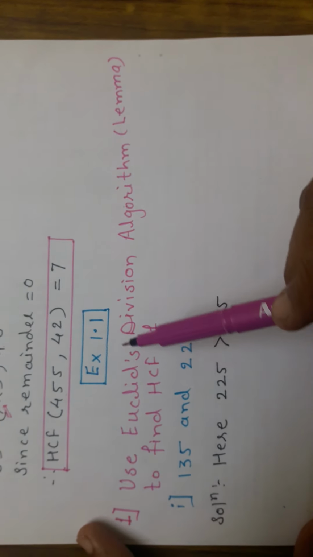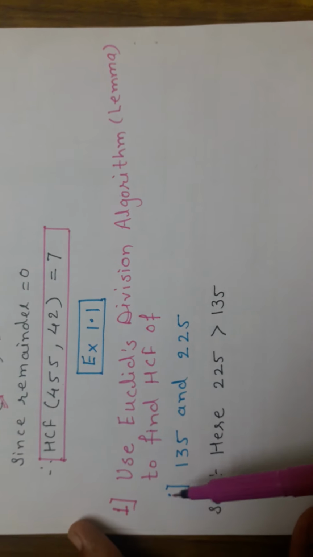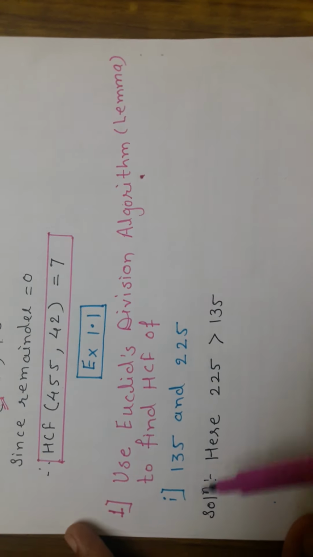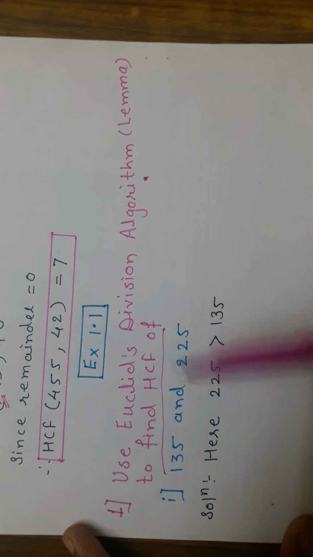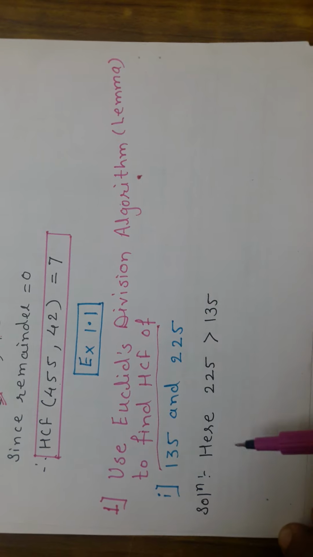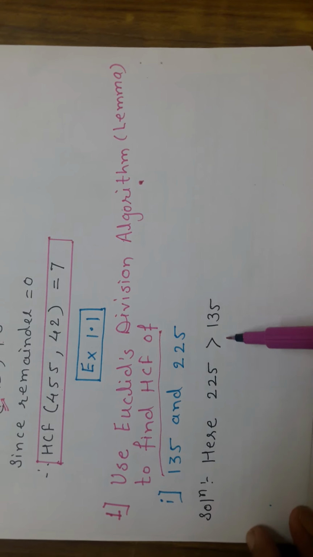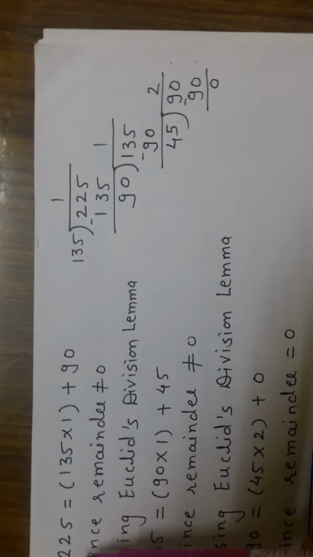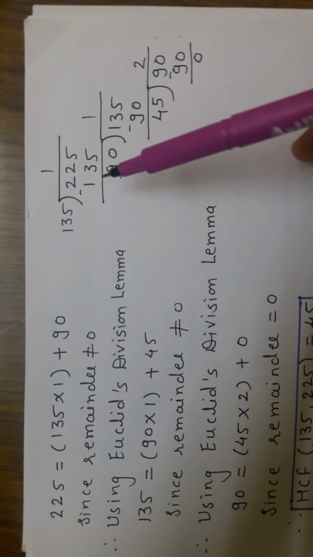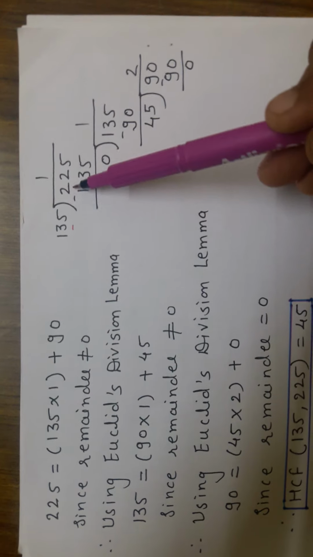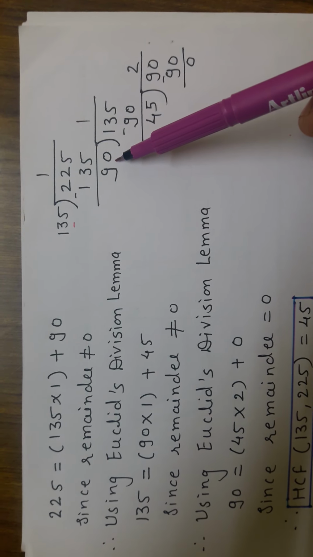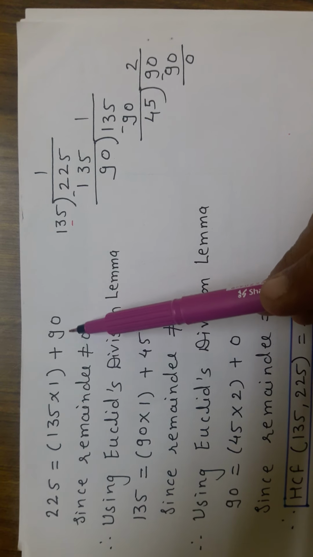We will see exercise 1.1, the first problem. Use Euclid's division algorithm to find the HCF of 135 and 225. Here 225 is greater than 135. 225 is the dividend and 135 is the divisor. Here we are going to do the division. 135 ones are 135. What is the remainder? 90. Plus 90 is the remainder.